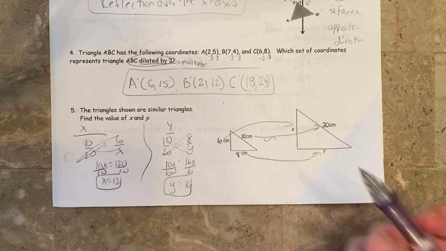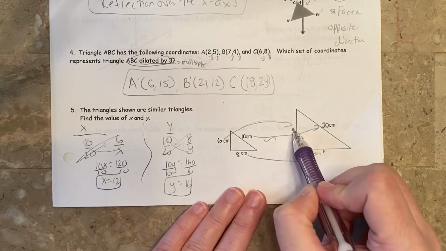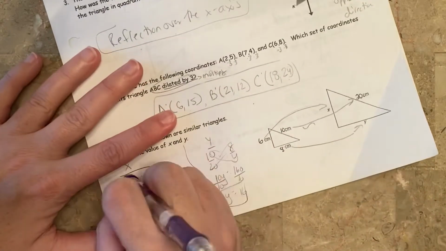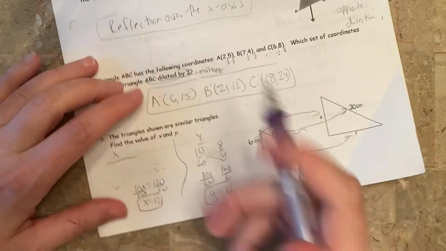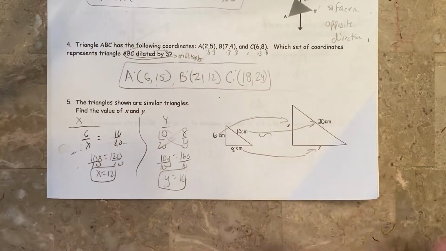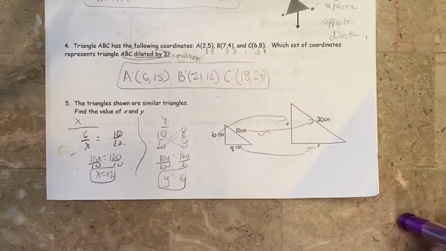All right, number 5 is actually 2 questions in one. You have to set up 2 separate proportions. So 6 with x, and 10 with 20. I'm just going to switch this. 6 over x and 10 over 20. So 10x equals 120, divide, and you get x equals 12.